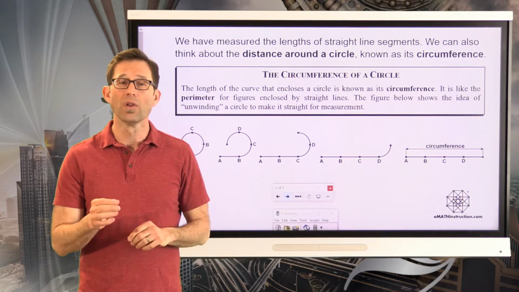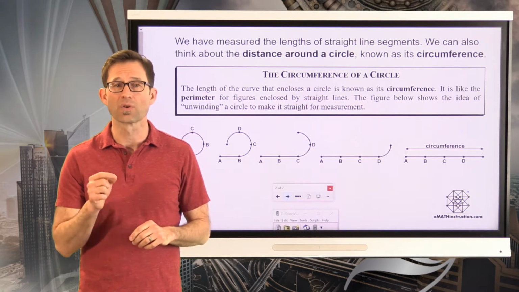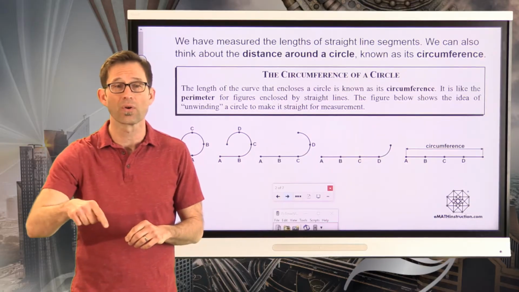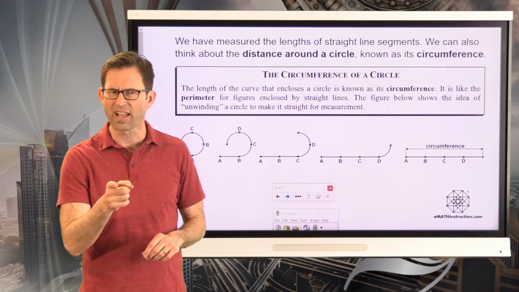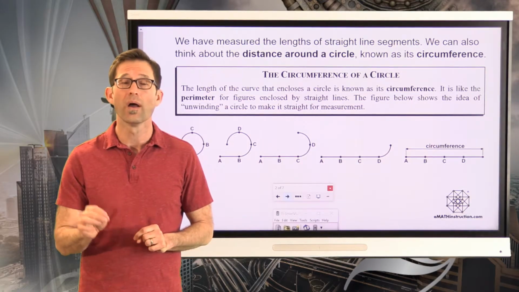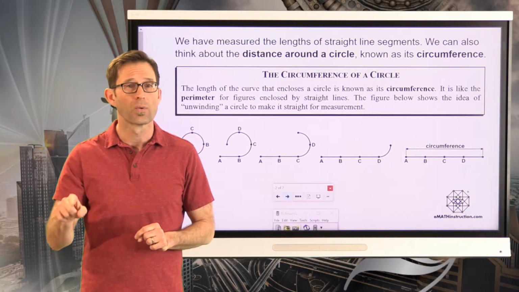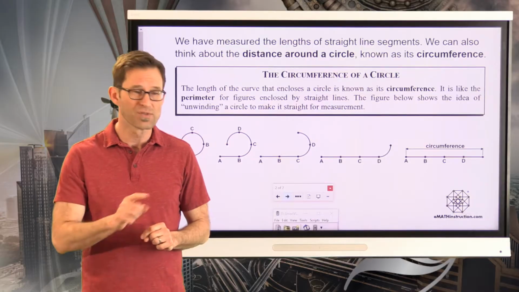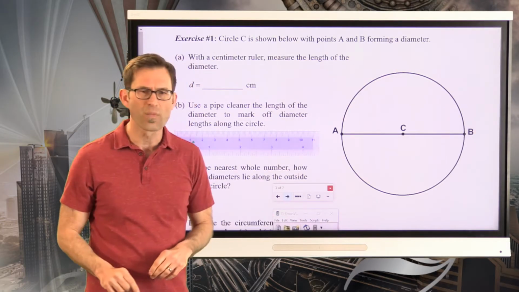So today we're going to look at how we can calculate the circumference, or the distance around a circle. In the next lesson, not this one, we'll talk about how to find the area inside of a circle. Here, we're just talking about the distance around it. So let's get into that.